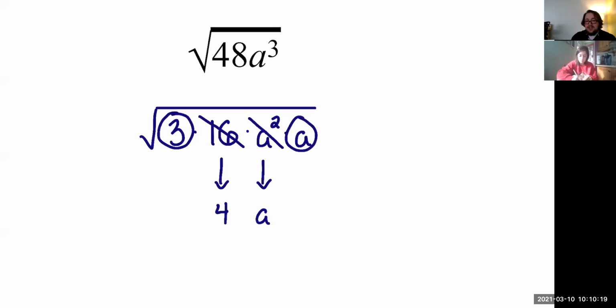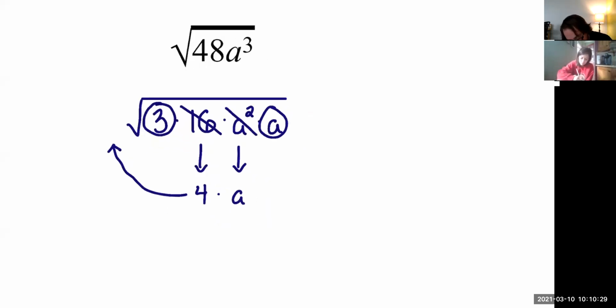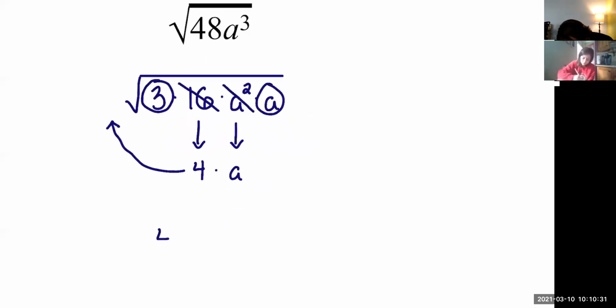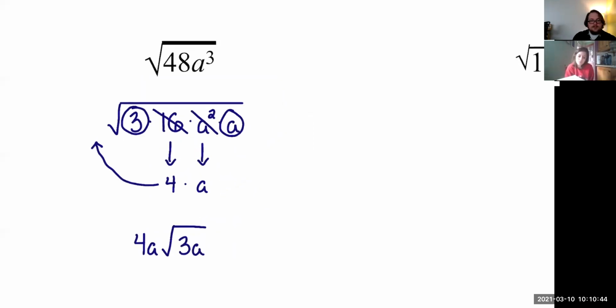So guess what the 4 and the a that we pulled out are going to do? They're going to go beside each other. They're going to slide out to the front. They're going to be multiplied together, if you wanted to technically specify. So we're going to have a 4a outside our radical, but what's still trapped inside our radical? 3a. That's it. So I got it right. You got it right.